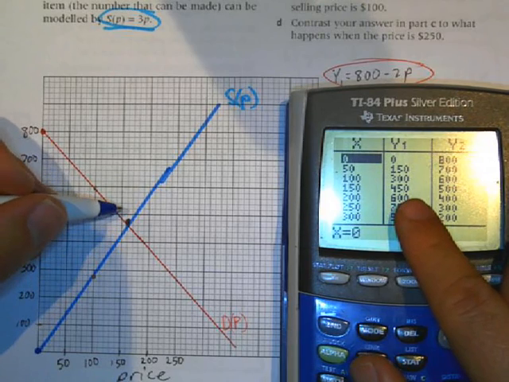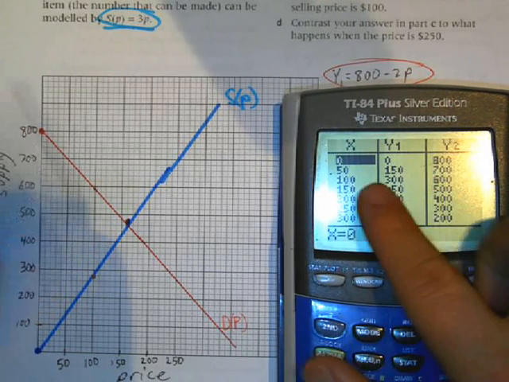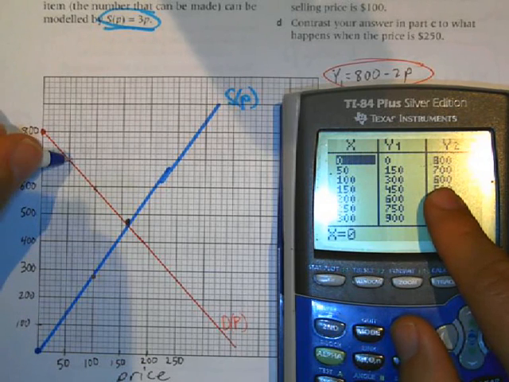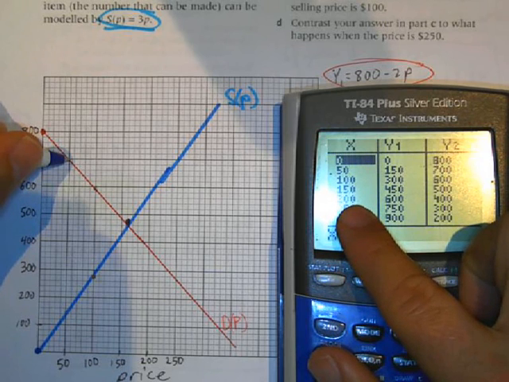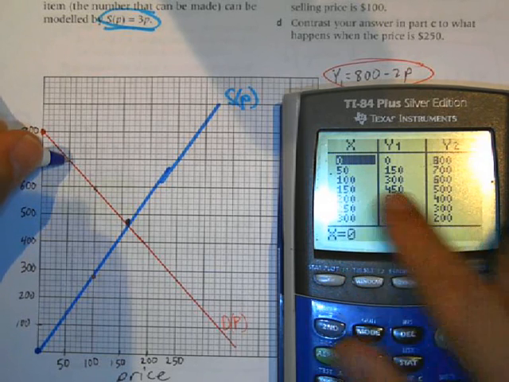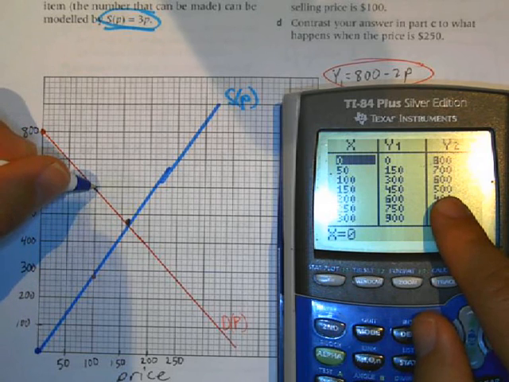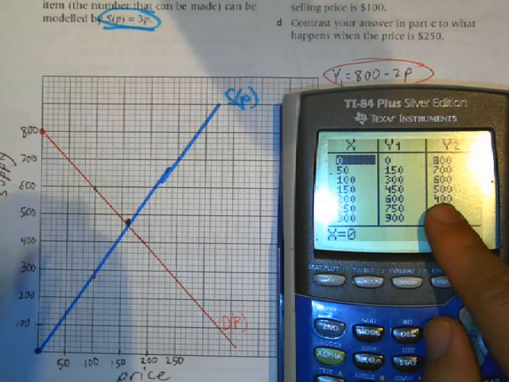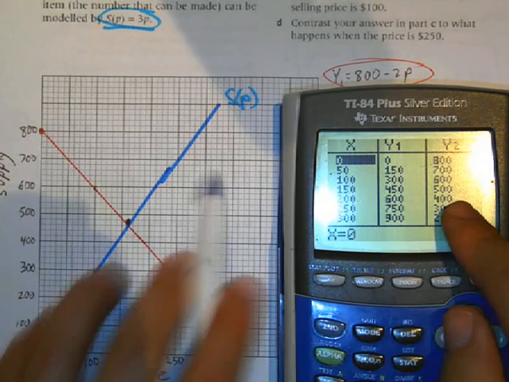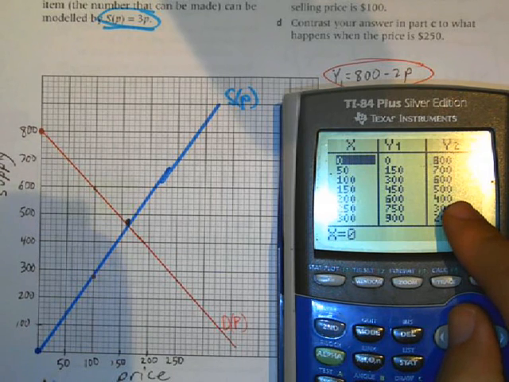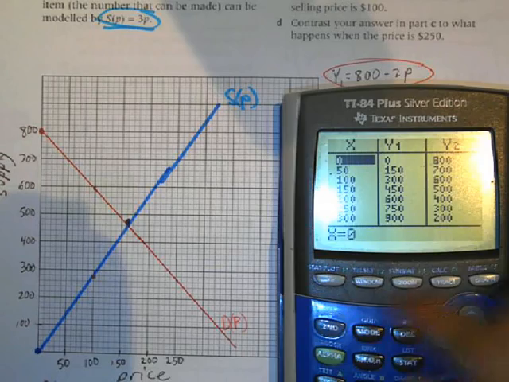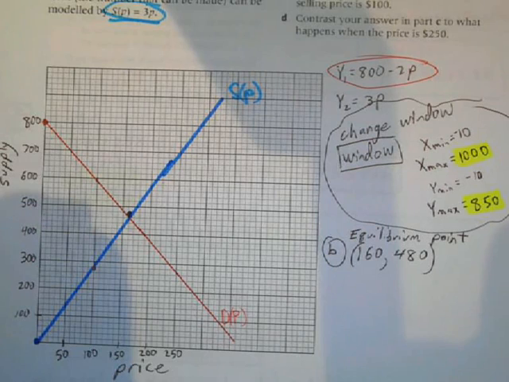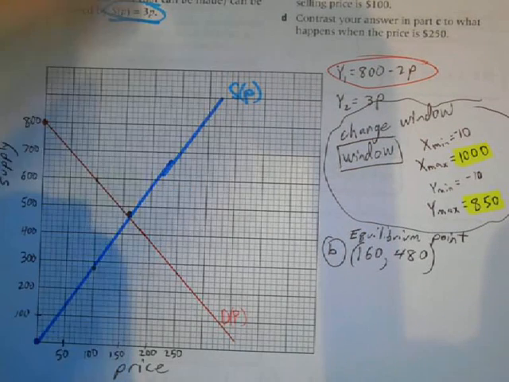And then when I look over here, 0, 800 is right there. 50, 700 is right there. 100, 600 is right there. 150, 500 is right there. And so you can see how I'm using this table to help me get points for my graph. You may want to hit replay and listen to this again if you need help.